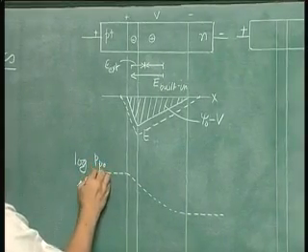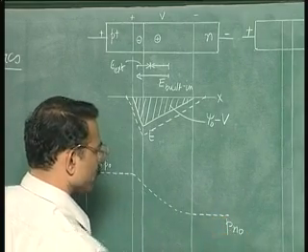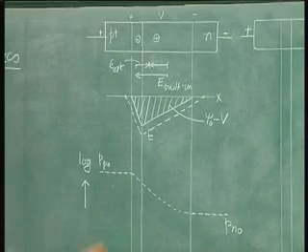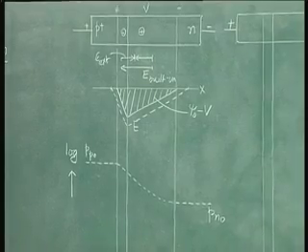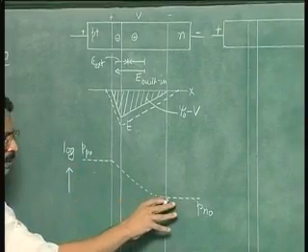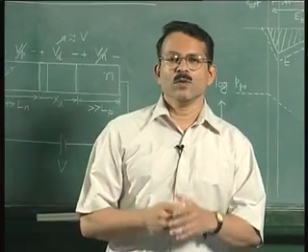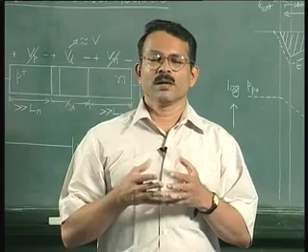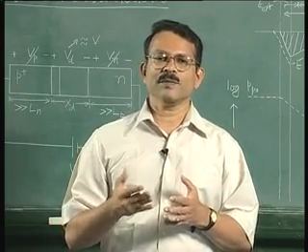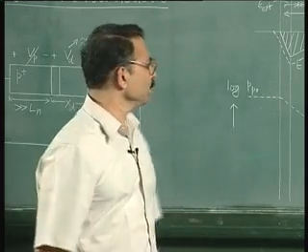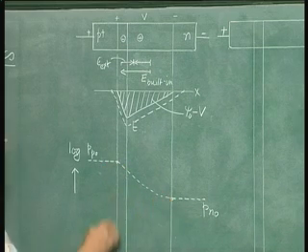So this is Pp0 and this is Pn0. To avoid cluttering in the diagram, I am not showing the electron concentration variation. We will show how, starting from this kind of variation of the hole concentration under equilibrium conditions, we can sketch the variation of the hole concentration under applied forward bias, and then one can do a similar thing for the electrons also.